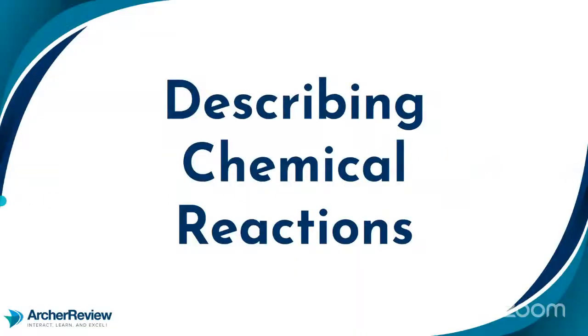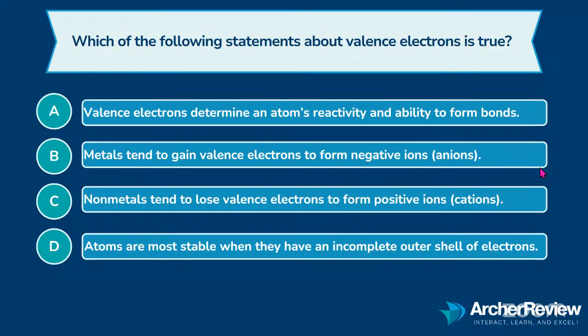All right, our next category, describing chemical reactions. Which of the following statements about valence electrons is true? A, valence electrons determine atoms' reactivity and ability to form bonds. B, metals tend to gain valence electrons to form negative ions or anions. C, nonmetals tend to lose valence electrons to form positive ions, cations. Or D, atoms are most stable when they have an incomplete outer shell. Get those answers out there.